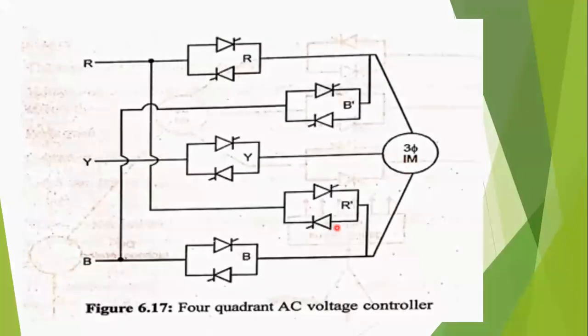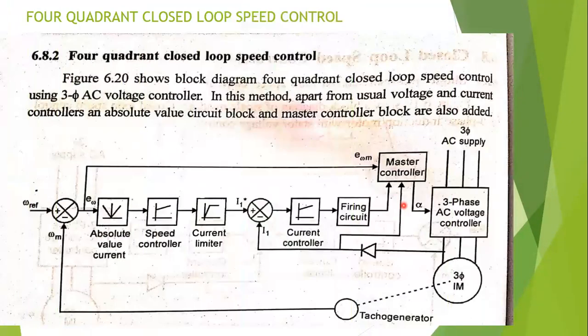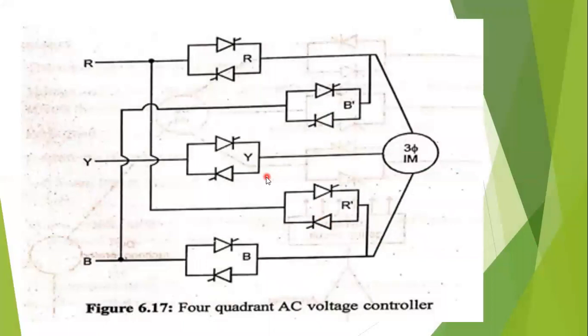So how do we change the direction of rotation of the induction machine? By changing the phase sequence. Am I right? Otherwise, by changing any two leads of this three-phase induction motor. So how do we change the two leads here? By giving the triggering pulse to the R dash Y B dash. If you give the triggering pulse to the R dash Y B dash, then R is connected here. That means these two leads are interchanged.